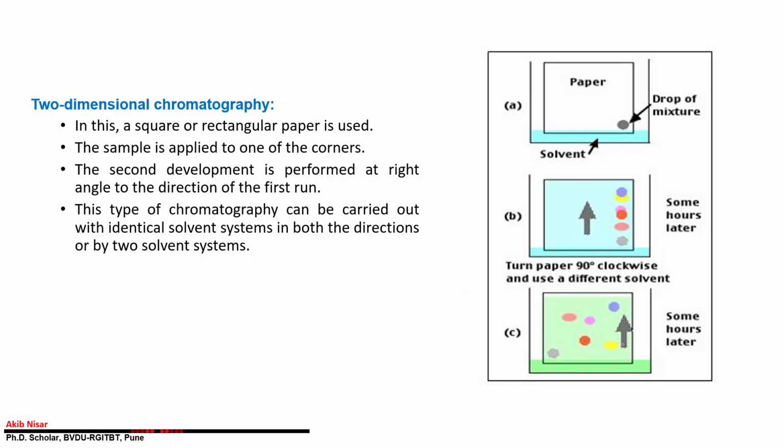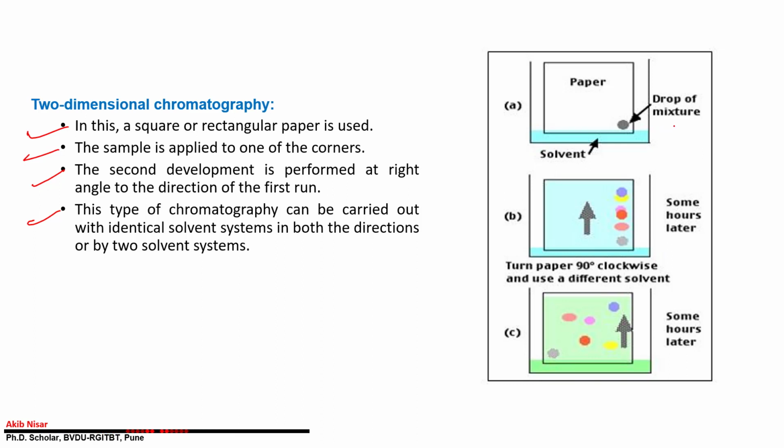Again, the last one is two-dimensional chromatography. In this, a square or rectangular paper is used. The sample is applied to one of the corners. The second development is performed at right angles to the direction of the first one. This type of chromatography can be carried out with identical solvent systems in both directions or with two different solvent systems.